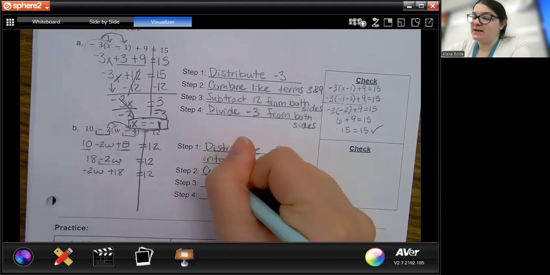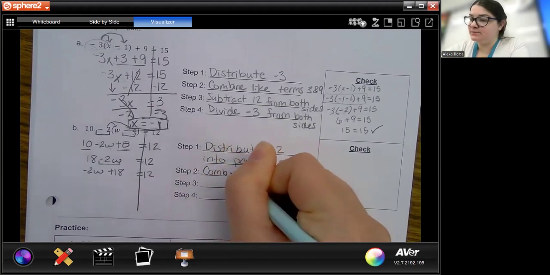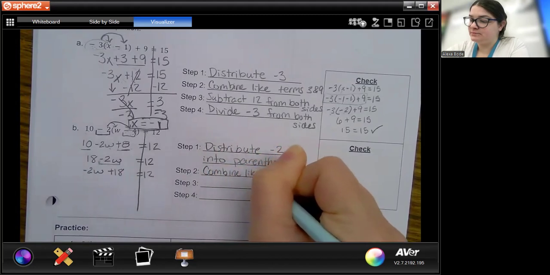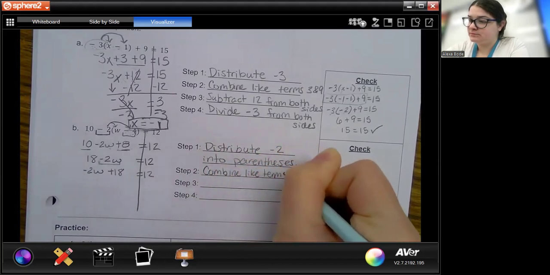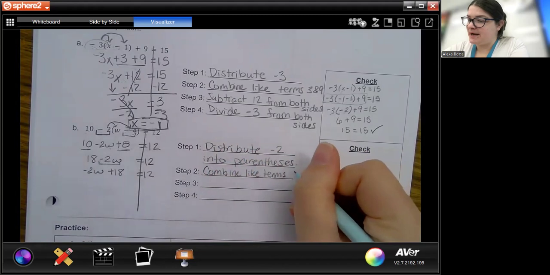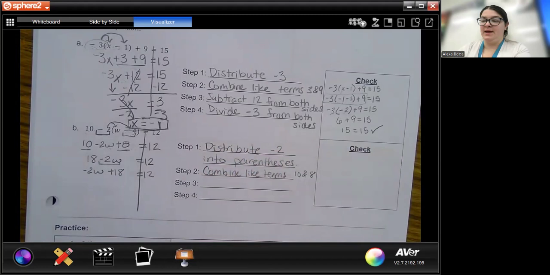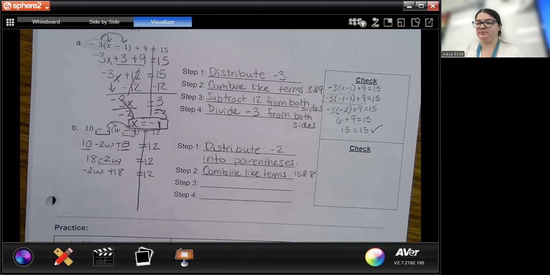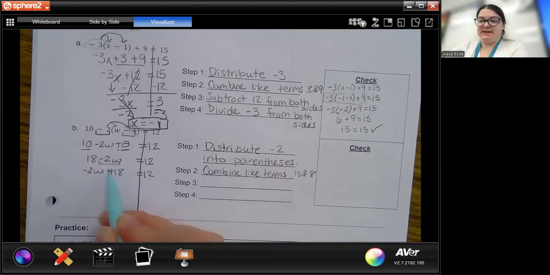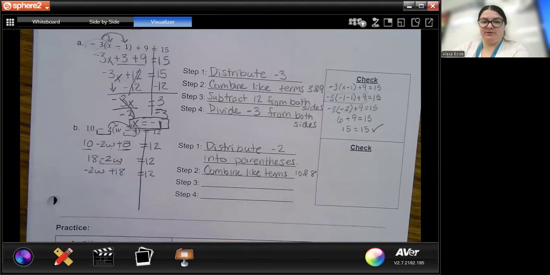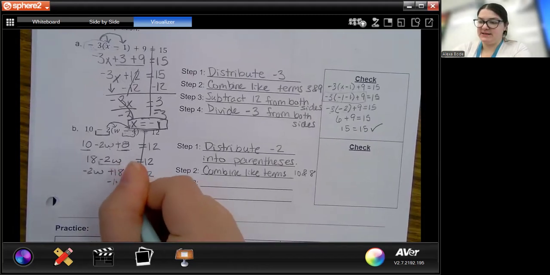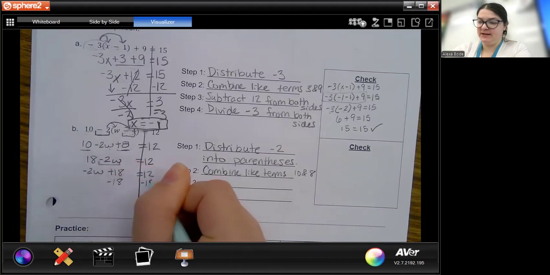So our step 2 is to combine like terms. And we combined 10 and 8. And now we're down to just a normal two-step equation. -2W plus 18 equals 12. So I need to get rid of this 18 first in order to isolate the W. So I'm going to subtract 18 from both sides.